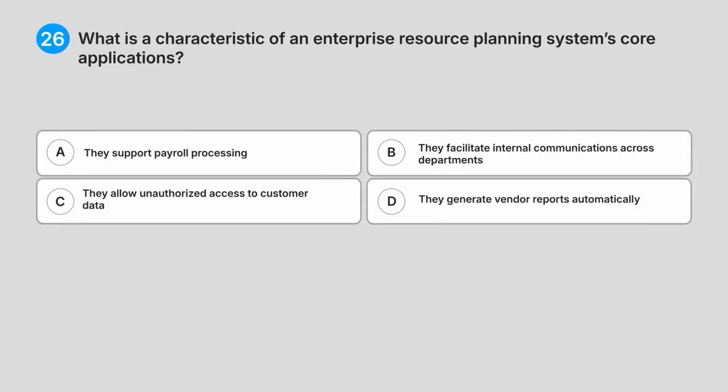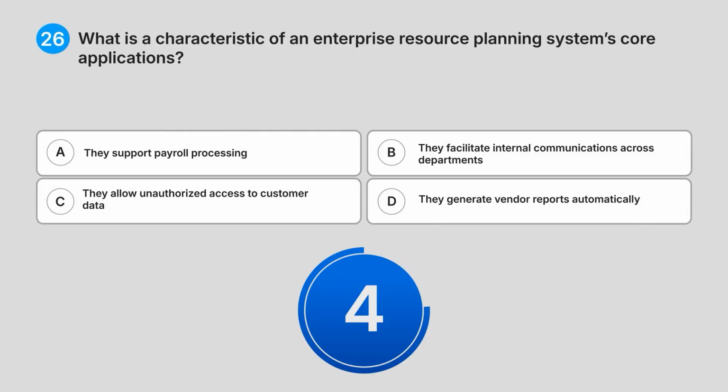26. What is a characteristic of an enterprise resource planning system's core applications? A. They support payroll processing. B. They facilitate internal communications across departments. C. They allow unauthorized access to customer data. D. They generate vendor reports automatically.